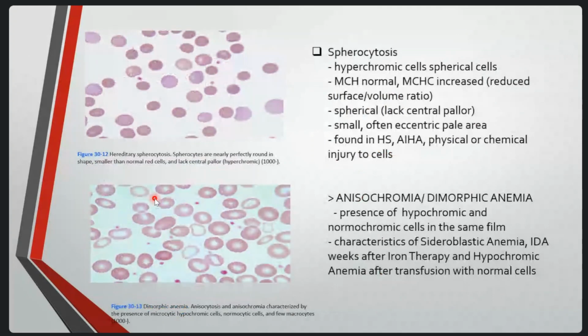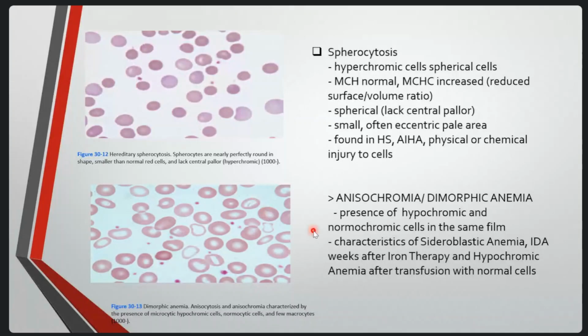Another condition that is significant in the evaluation of erythrocytes is spherocytosis. These are hyperchromic, spherical cells with no central pallor. There's normal MCH with increased MCHC, and they're often small with an eccentric pale area. This is found in hereditary spherocytosis, autoimmune hemolytic anemia, and even physical or chemical injury to cells.